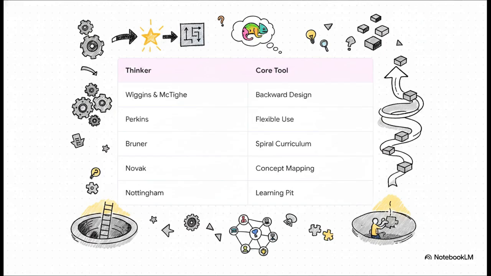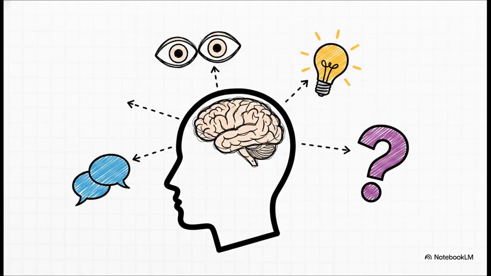David Perkins brings us the flexible use of knowledge, while Jerome Bruner gives us the spiral curriculum, where kids revisit ideas at deeper and deeper levels. We also see Joseph Novak's concept mapping to visually link ideas. Oh, and James Nottingham's learning pit, which is that space where students actively grapple with uncertainty to build a much stronger, deeper understanding. I also want to shine a special spotlight on Ron Ritchhart's visible thinking routines.